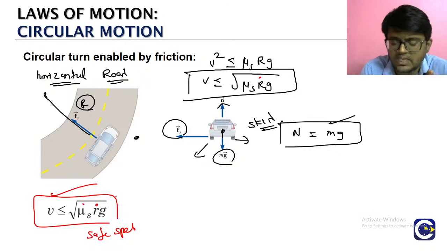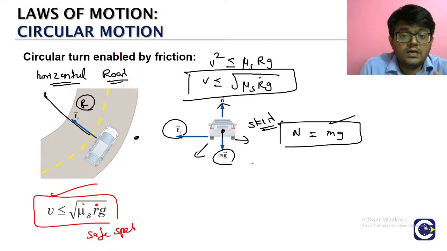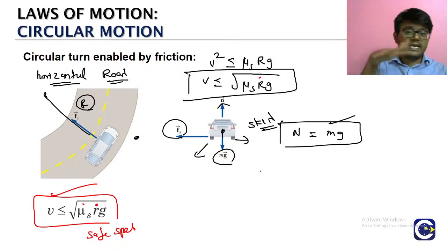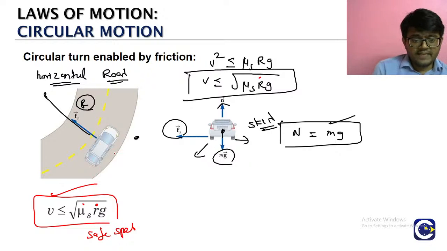Okay. Now, if we have a vehicle which is speeding at a higher value, and you try to take a turn, what is the practical observation? We will see that the vehicle will be skidding away.